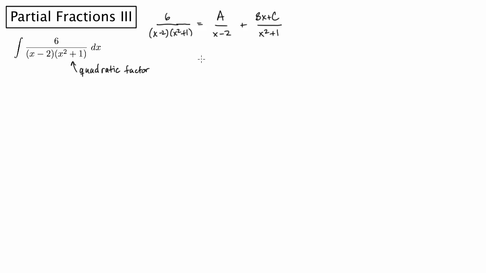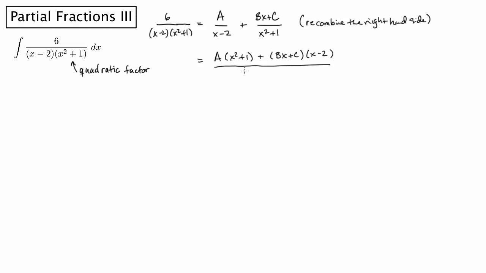Now, in order to work with this, I have to get a common denominator. So I'm going to recombine. Let me just write it out to the side. My goal here is to recombine the right-hand side. In doing so, I obtain a common denominator, multiplying each piece by the part that is missing down below, and keeping things nice and factored here. I don't want to try to string everything out just yet. And then the denominator returns to the same denominator that we started with.